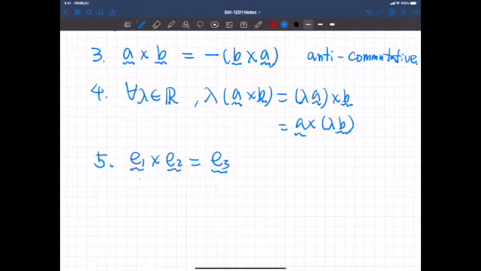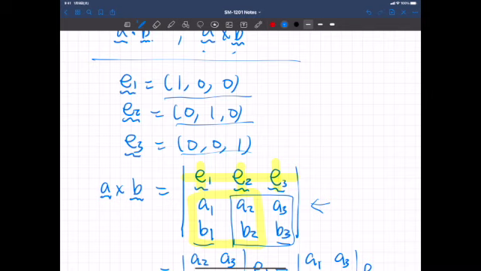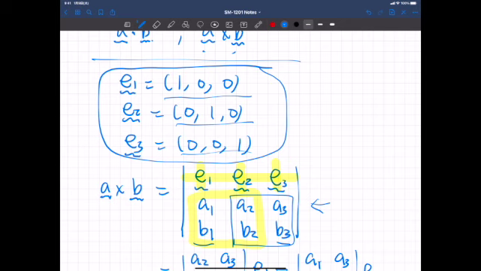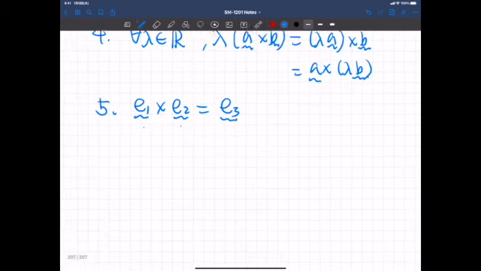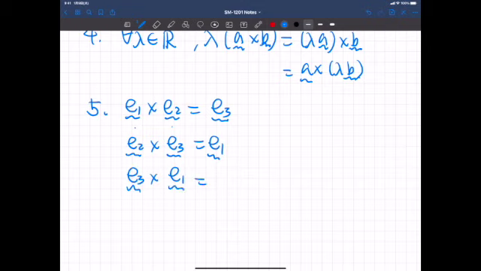So these E1, E2, E3 are the vectors we defined before, namely these vectors. We say these are orthogonal unit vectors. And E2 cross E3 is equal to E1, and E3 cross E1 is equal to E2.